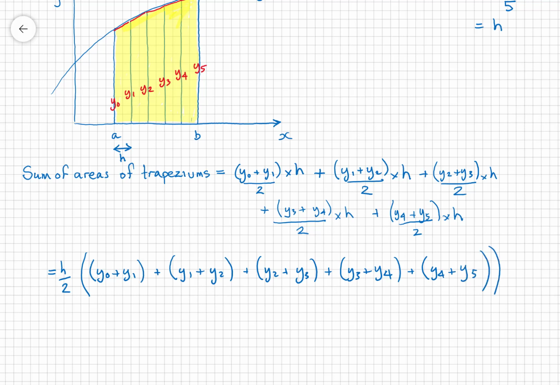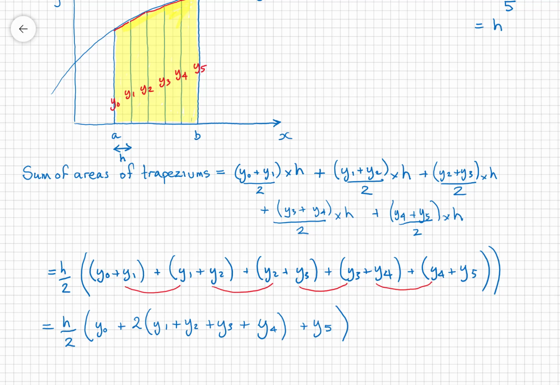Looking at the larger bracket, we see that on the left y0 and on the right y5, they only occur once, but y1, y2, y3 and y4 all occur twice. And this enables us to collect all those like terms together within the bracket to give an overall answer as shown. So that we have h over 2, and then in the bracket we have the first y0 and the last y5 plus 2 times all the other y coordinates.